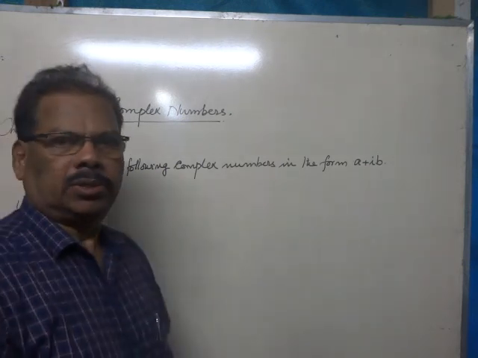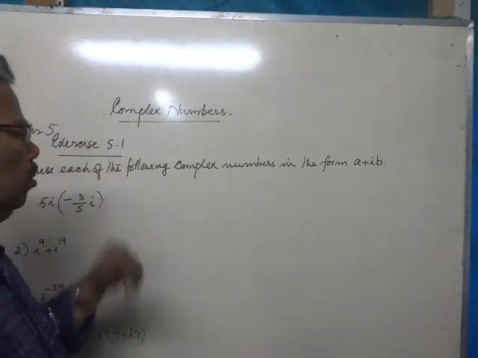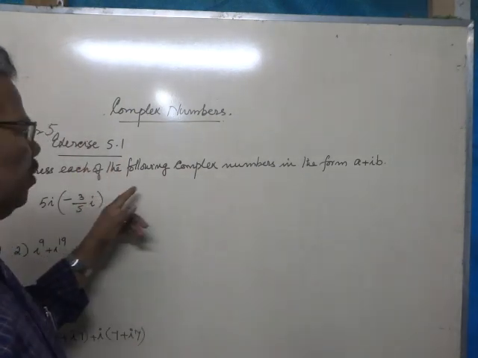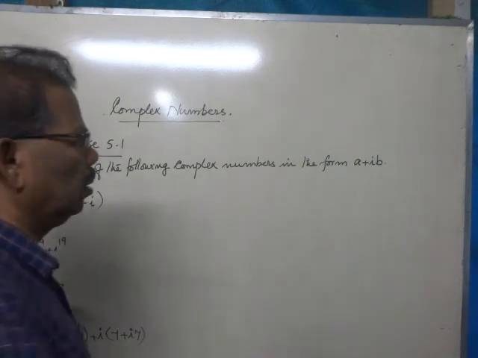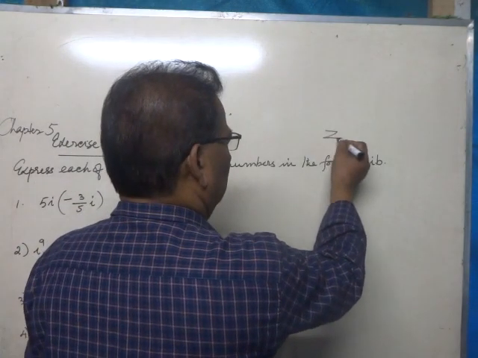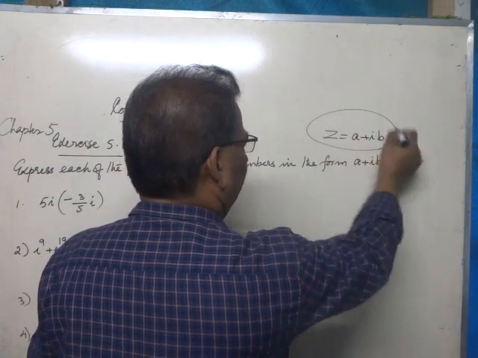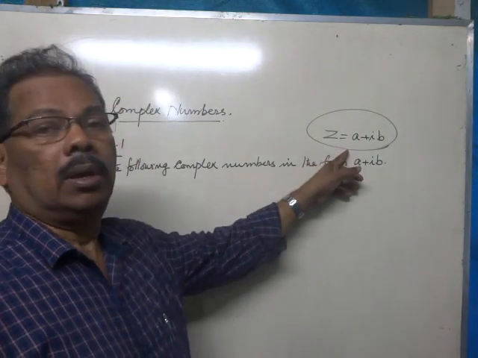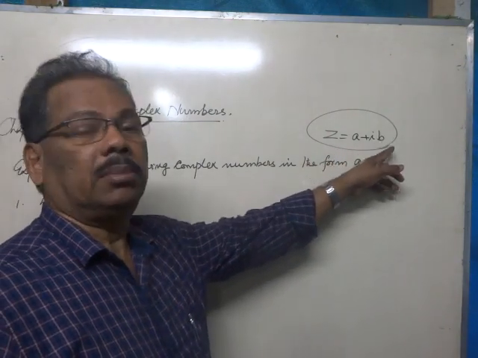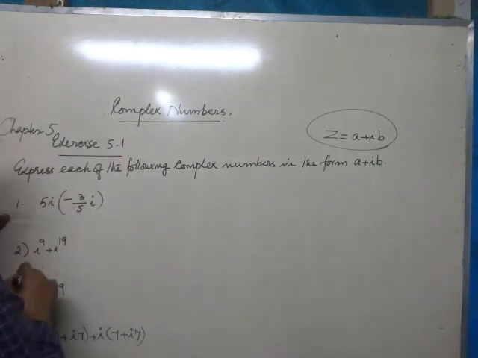Let us discuss the questions given in your text. Exercise 5.1 on chapter 5. Express each of the following complex numbers in the form a plus ib. Z equals a plus ib is the standard form for representing a complex number, where a is the real part and b is the imaginary part. We shall look into it.